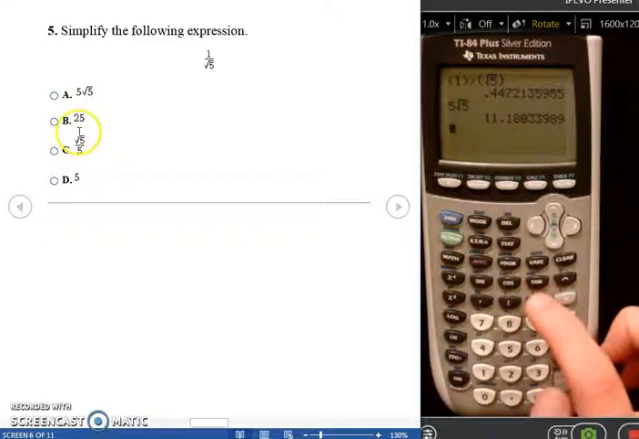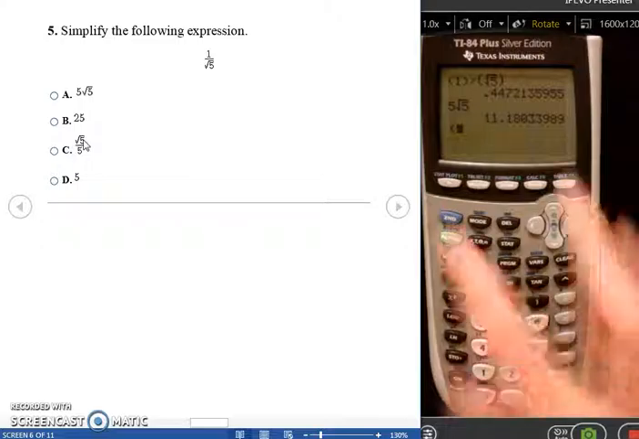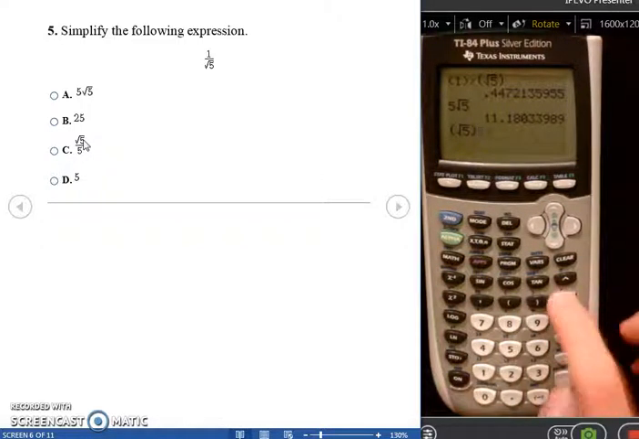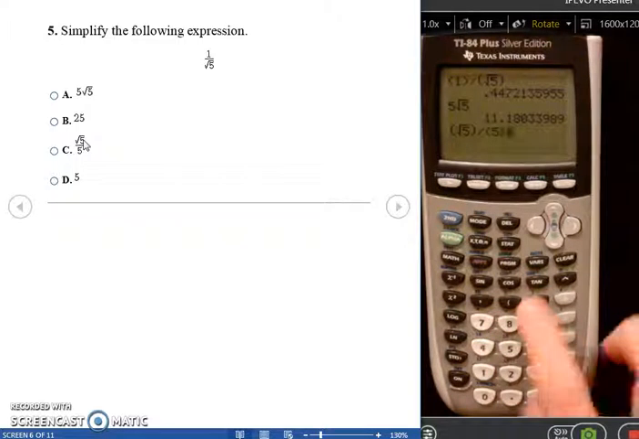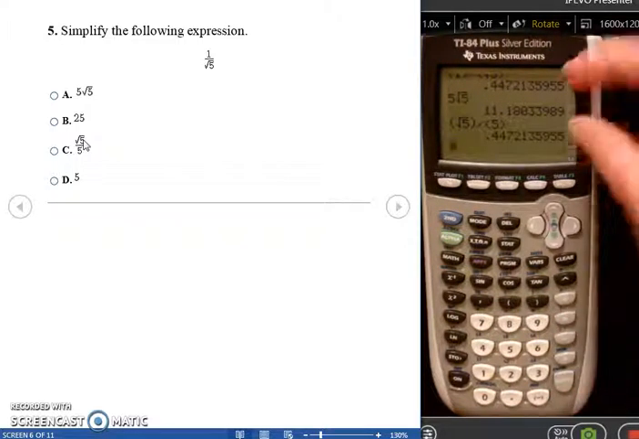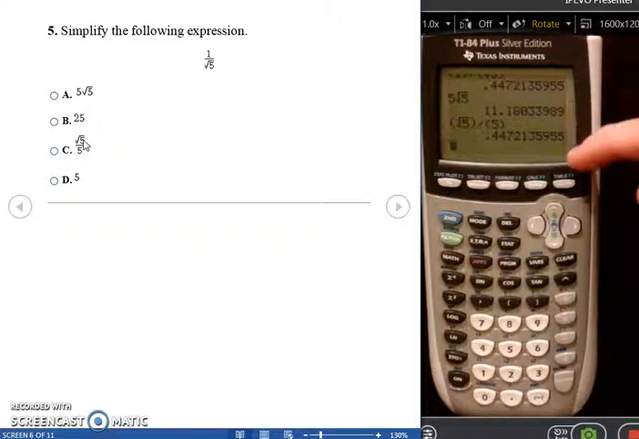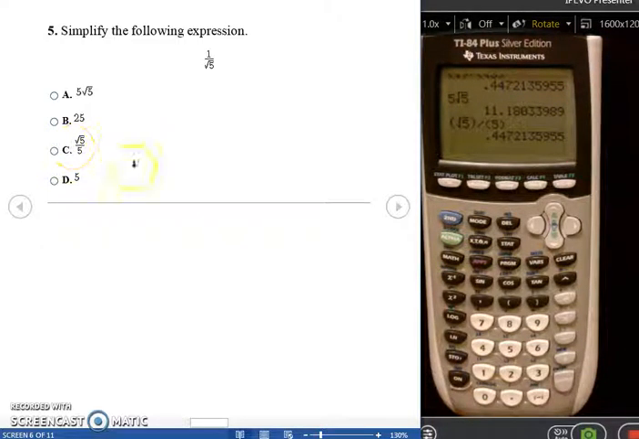C is another fraction, so I'm going to put parentheses around my numerator. And then divide, and then parentheses around my denominator. And I press enter, and there those fractions do match. This is my original from the problem, and this is my answer. They're the same, so that means C here is going to be my final answer.